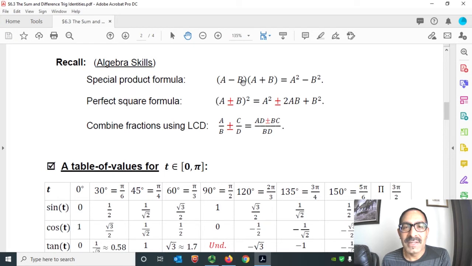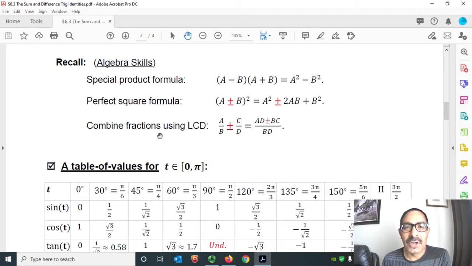A minus b times a plus b turns out to be a squared minus b squared. Perfect square formula: a plus b, quantity squared, turns out to be a squared plus 2ab plus b squared. And a minus b, quantity squared, turns out to be a squared minus 2ab plus b squared.